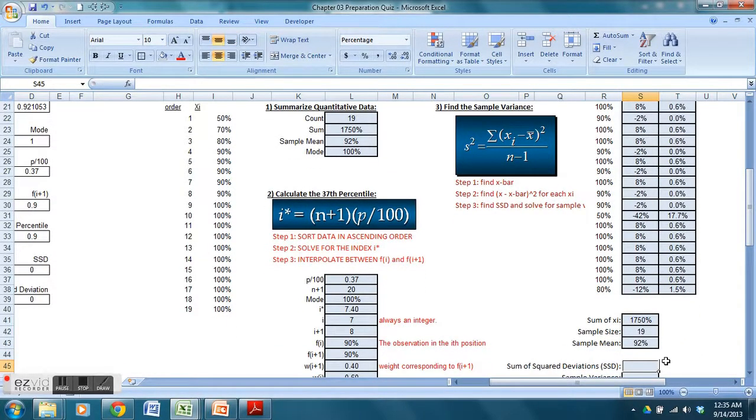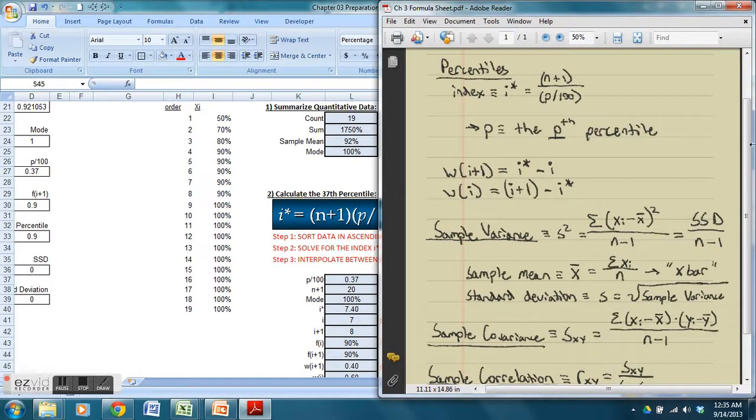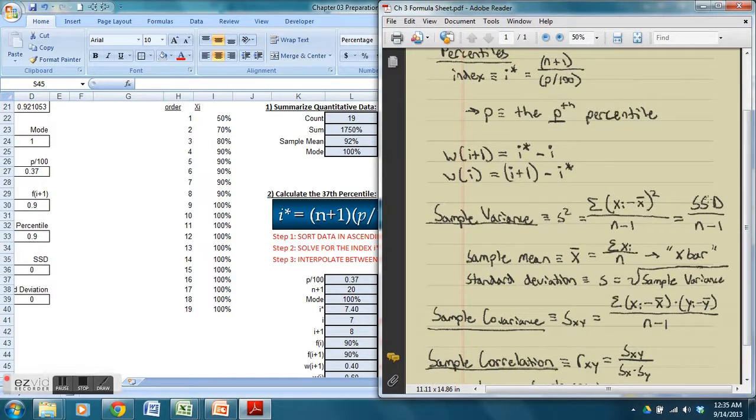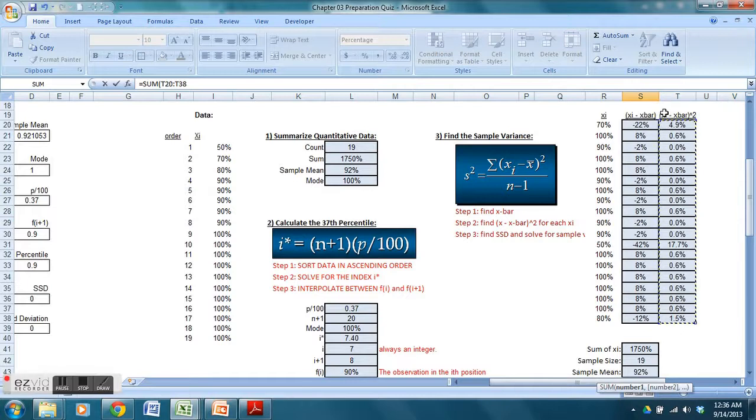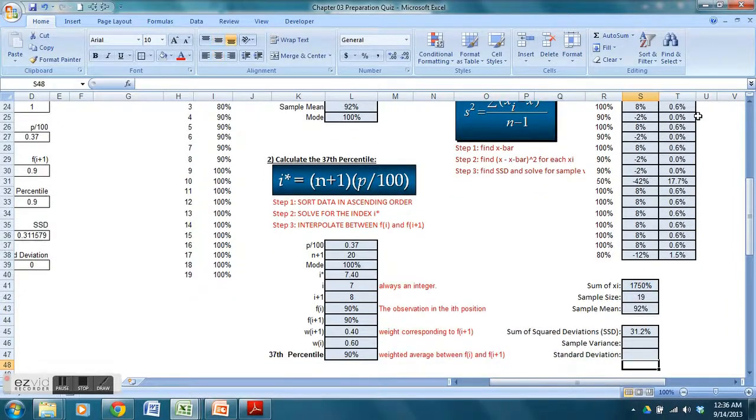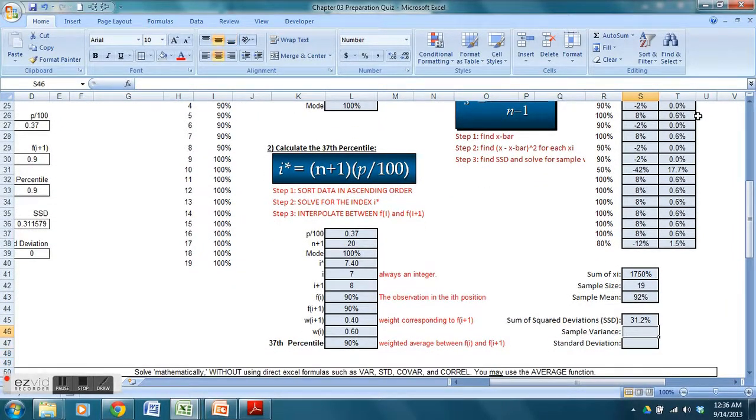And then sum of squared deviations, SSD. We can look on our formula sheet. Nope, here it is, SSD right there. It is the sum of those values, xi minus x bar squared, and we sum all of them together. So we sum these values, which represent xi minus x bar squared. That is our SSD.